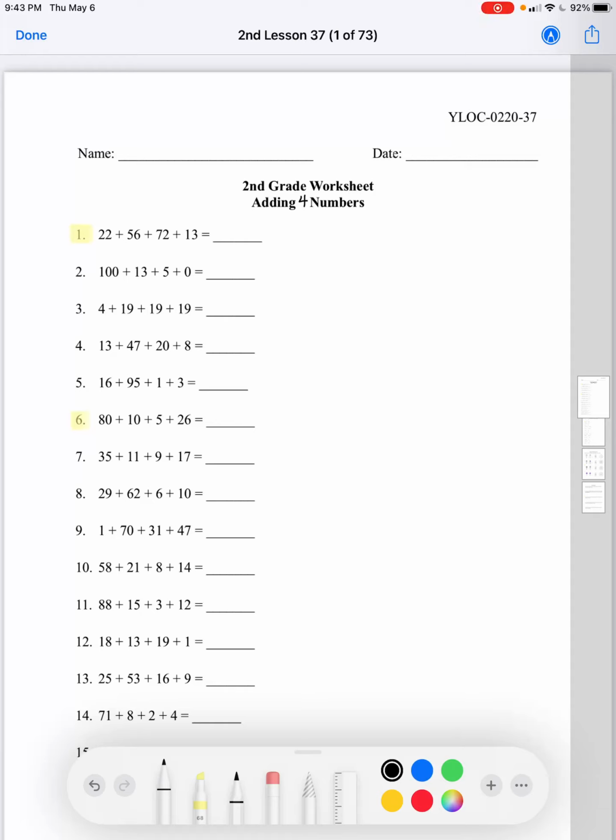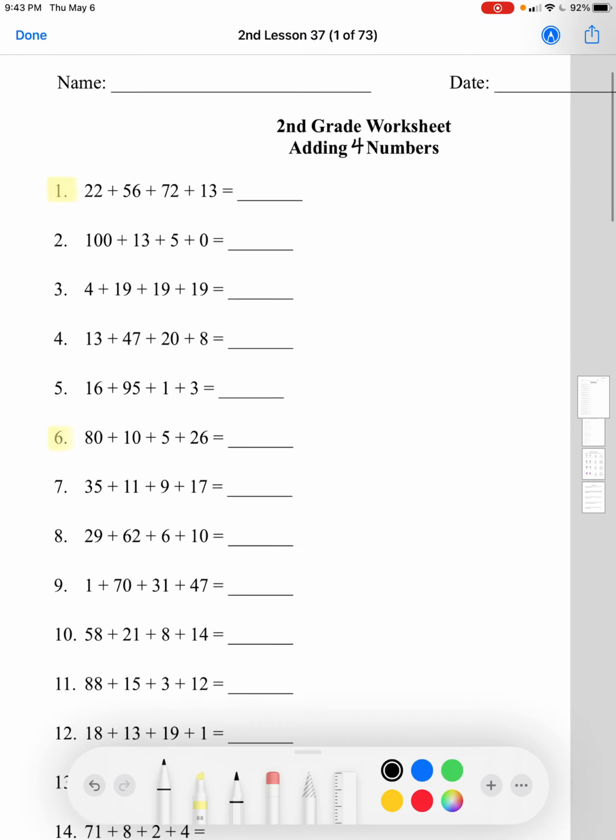Guys, today we'll be going over lesson 37 for second grade. So we're going to be starting with adding 4 numbers. As you can see, it says adding 3 numbers. Sorry, that's a mistake. We'll be adding 4 numbers.